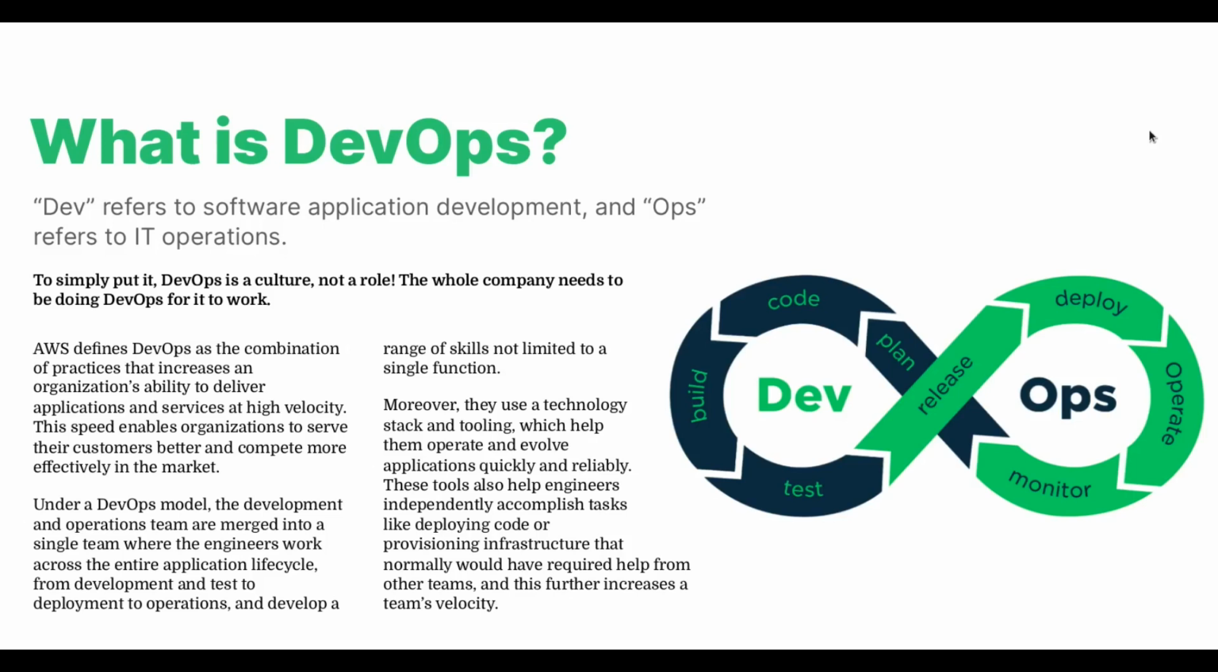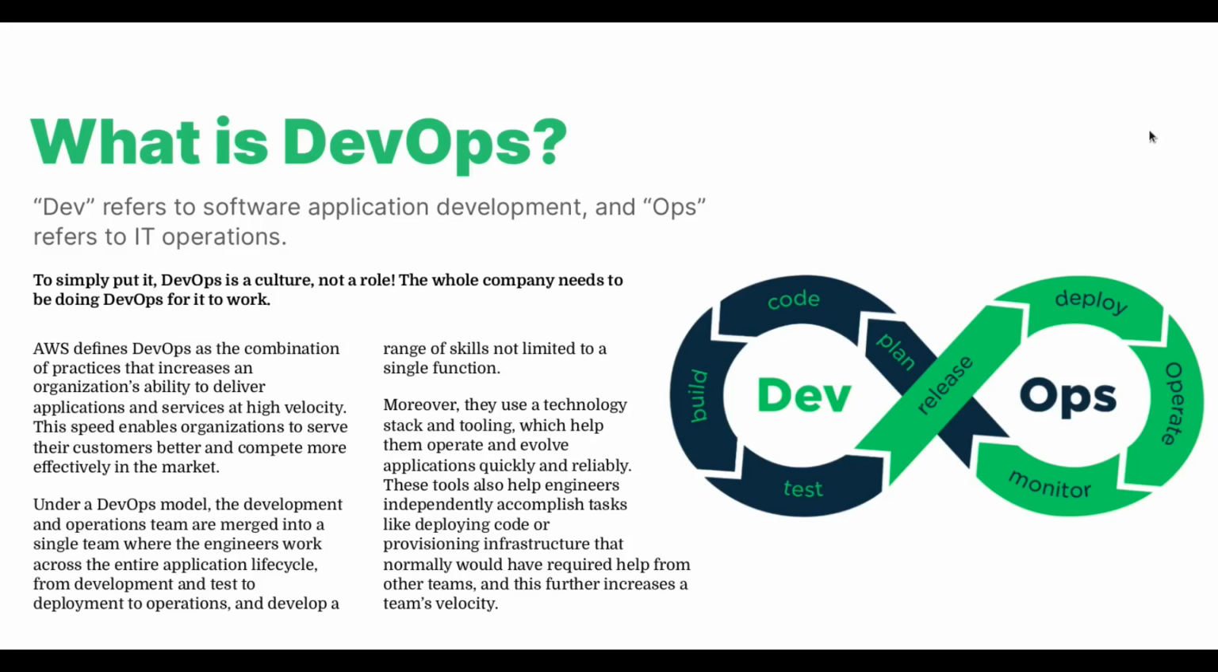AWS defines DevOps as a combination of practices that increases an organization's ability to deliver applications and services at high velocity. It helps enable organizations to serve their customers better and compete more effectively in the market. Under the DevOps model, the development and operation teams are merged into a single team where the engineers work across the entire application lifecycle, from development and test to deployment to operations, and develop a range of skills not limited to a single function.